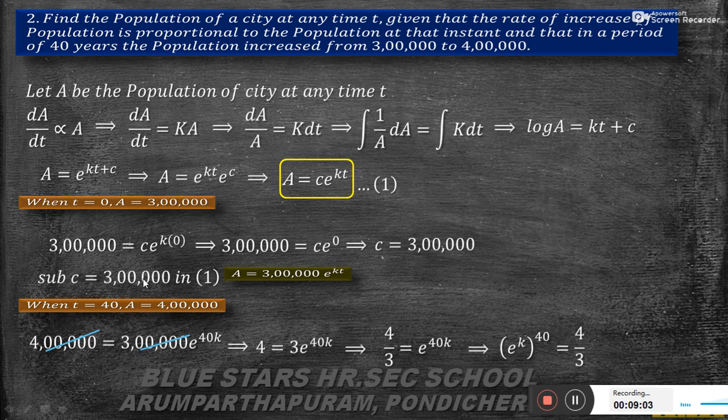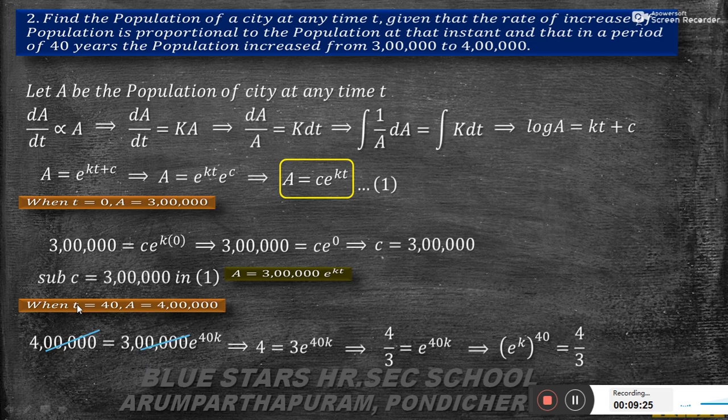Substituting C equals 3 lakh in equation number 1, A equals 3 lakh into e power kt. This is the A value. Next I take t equals 40 years, as mentioned in the question, and the population is 4 lakh.